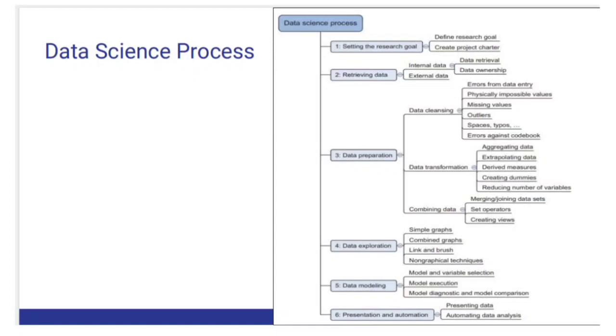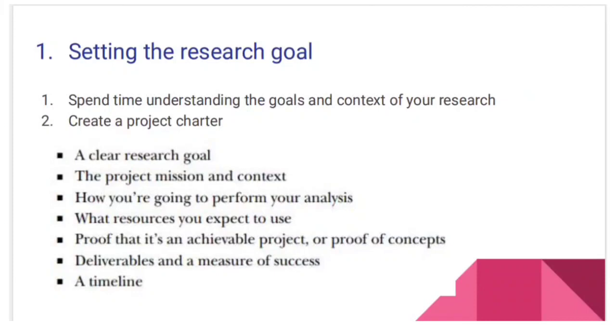So the first step in the data science process is setting the research goal. So what is meant by goal? The goals are important because they convert the visions into clear-cut measurable targets. Grasping the business goal and context is very significant for the success of the project. So the first phase has two things. One is to spend time understanding the goal and context of your research. Second is creating a project charter.